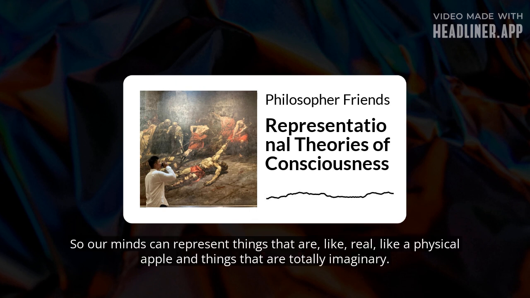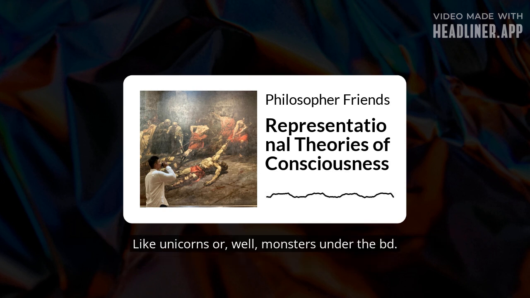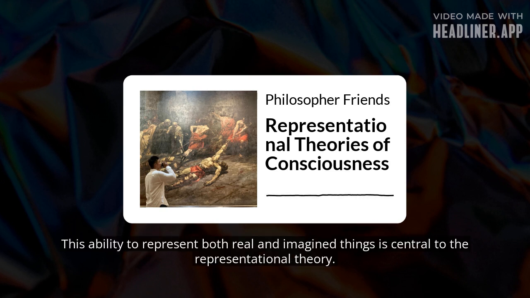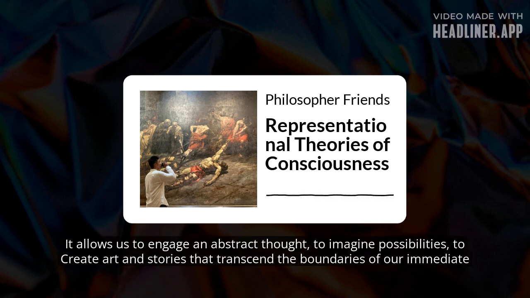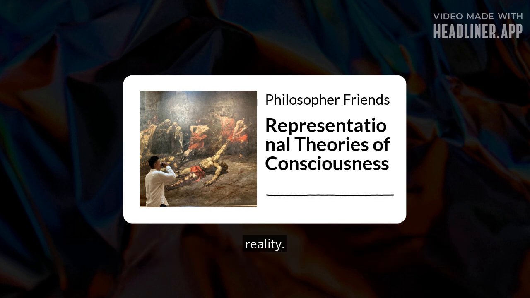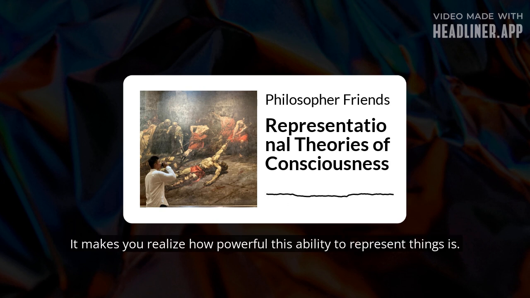That's really interesting. So our minds can represent things that are real, like a physical apple, and things that are totally imaginary, like unicorns or, well, monsters under the bed. Exactly. This ability to represent both real and imagined things is central to the representational theory. And frankly, it's one of the most fascinating aspects of human consciousness. It allows us to engage in abstract thought, to imagine possibilities, to create art and stories that transcend the boundaries of our immediate reality. It makes you realize how powerful this ability to represent things is.